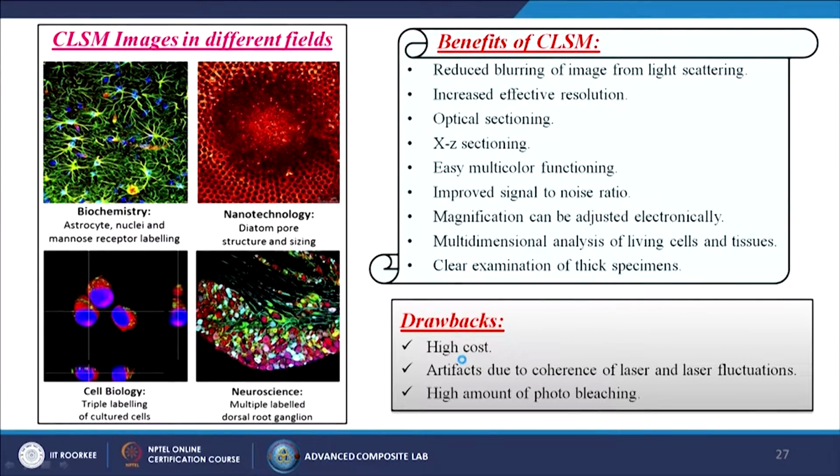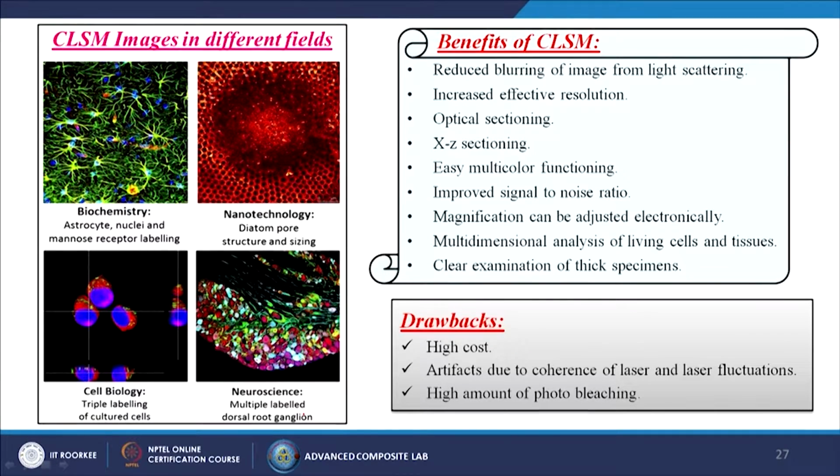We are going to show several types of CLSM images in different fields. In biochemistry, astrocyte, nuclei and Mannose receptor labeling. For nanotechnology, diatom pore structure and sizing. For cell biology, triple labeling of cultured cells. In neuroscience, multiple labeled dorsal root ganglion.